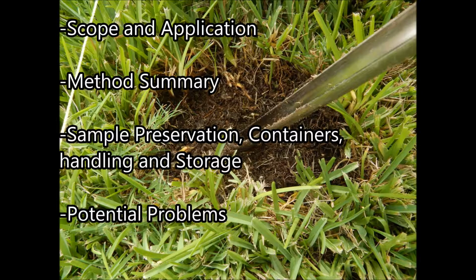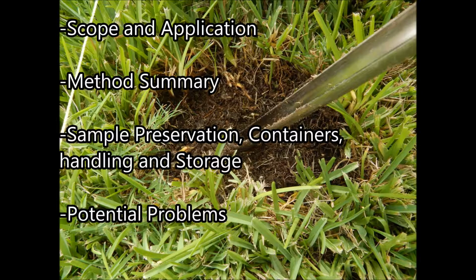Today we will be discussing some of the basic criteria for a soil sampling standard operating procedure. The scope and application describes the procedure for the collection of surface soil samples to determine if the amount of pentachlorophenol exceeds 100 parts per million. The method summary states that 6 samples will be collected with a tube auger.